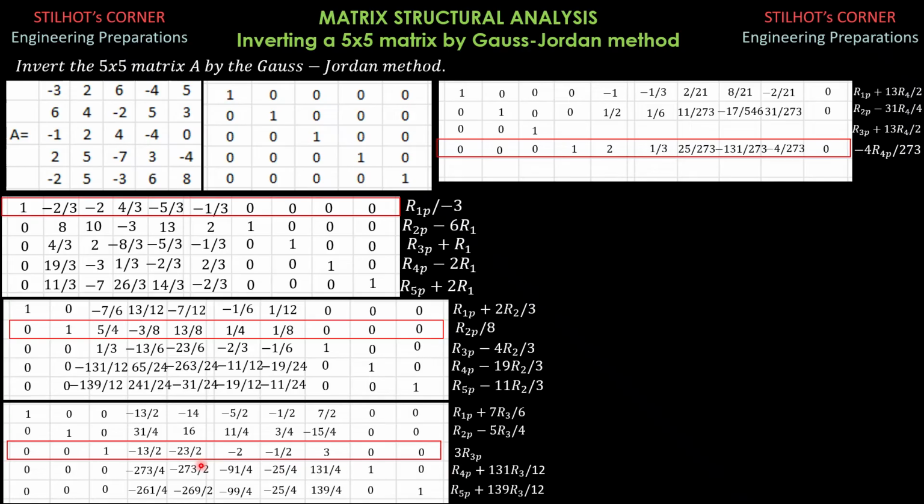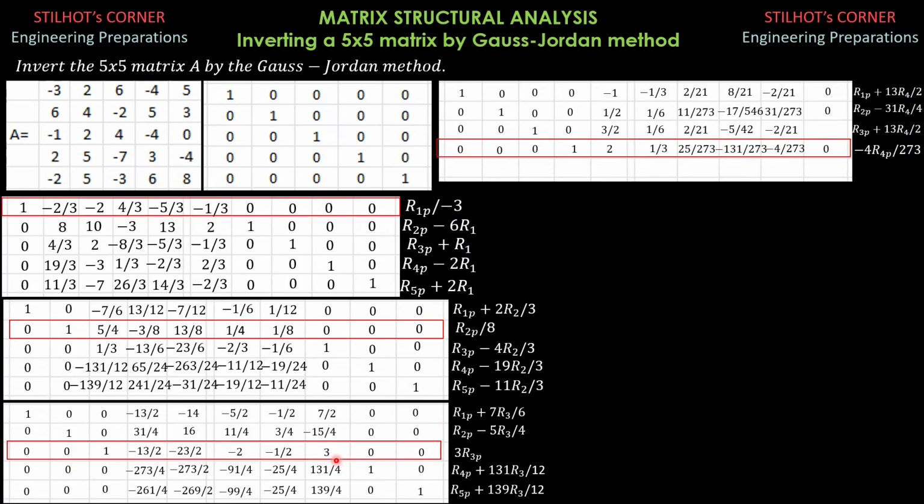Negative 23 over 2 plus 13 over 2 of 2, that's 3 halves. Then negative 2 plus 13 over 2 of 1/3, that's 1/6. Negative 1 half plus 13 over 2 of 25 over 273, that's 2 over 21.